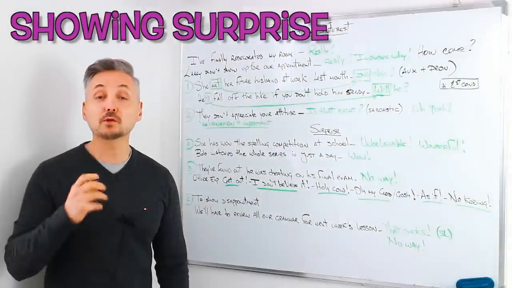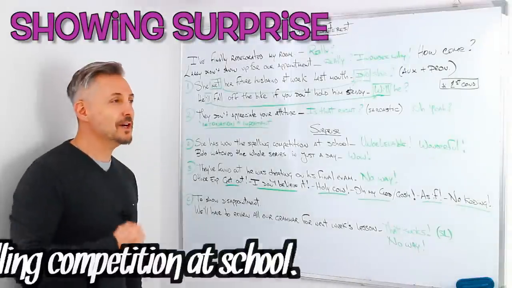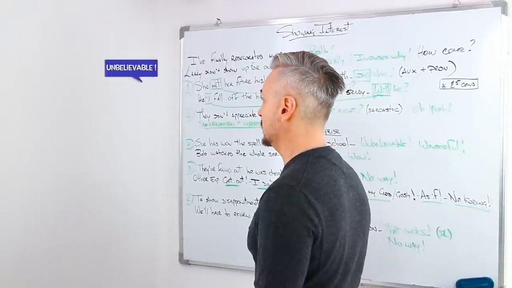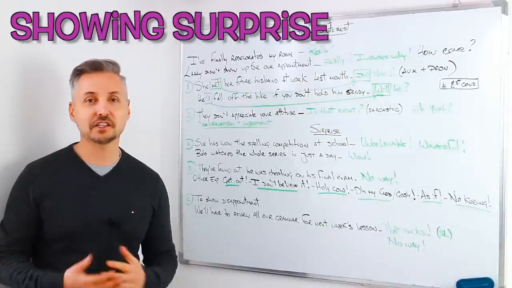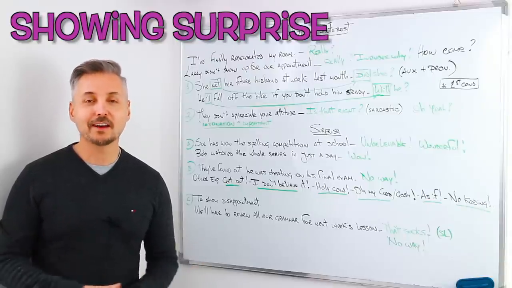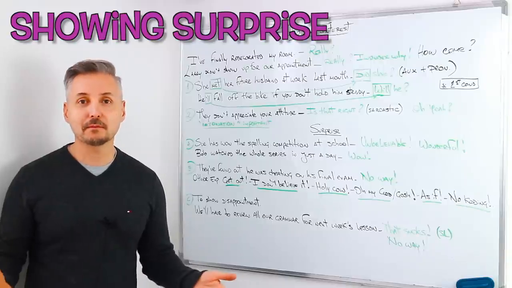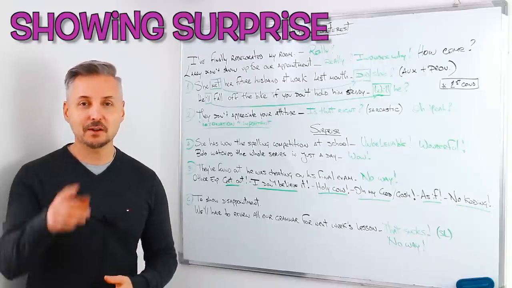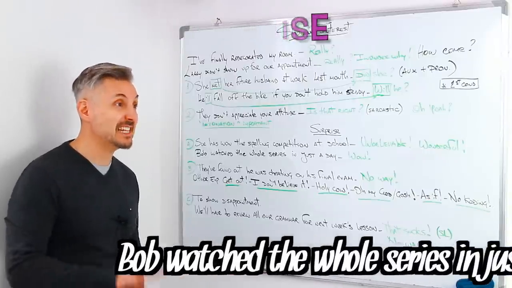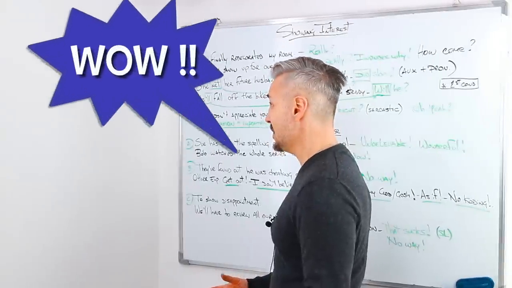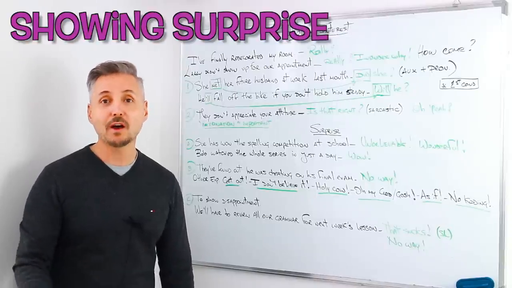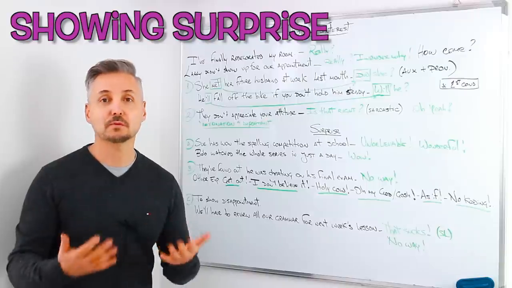Now let's look at how to show surprise. She has won the spelling competition at school. Unbelievable! Yes, we have expressions such as unbelievable, wonderful, wow, and you can use them instead of "really." Let's look at another example. Bob watched the whole series in just a day. Wow! Yes, this is another example, and we can have "wow" as an exclamation of surprise.